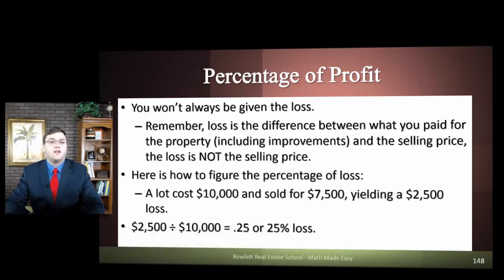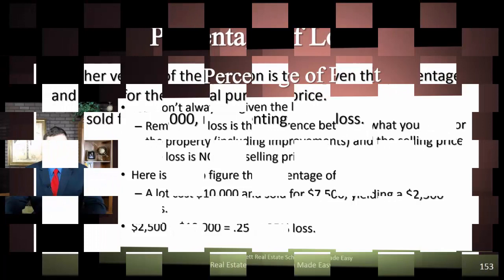So here's how you figure your percentage of loss. If you have a lot that cost you 10 grand and you sold it for $7,500, being less than what you bought it for, so it's a loss of $2,500. It's the difference. Then you'll take that $2,500, divide it into the cost, and that's $10,000 here. That gives us 0.25 or a 25% loss.